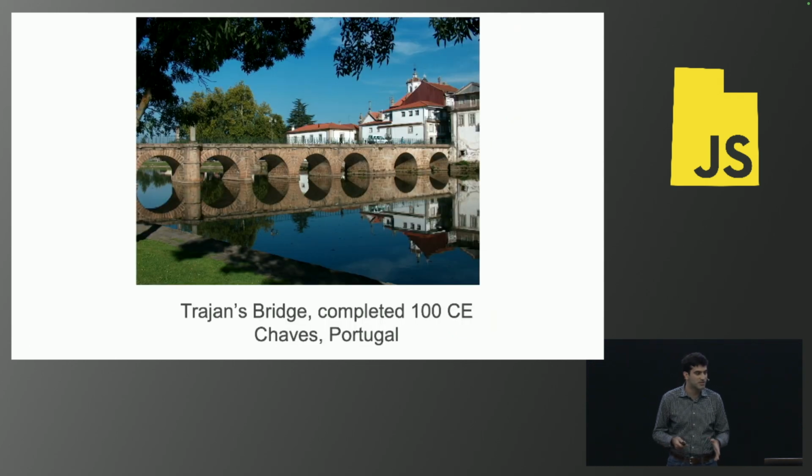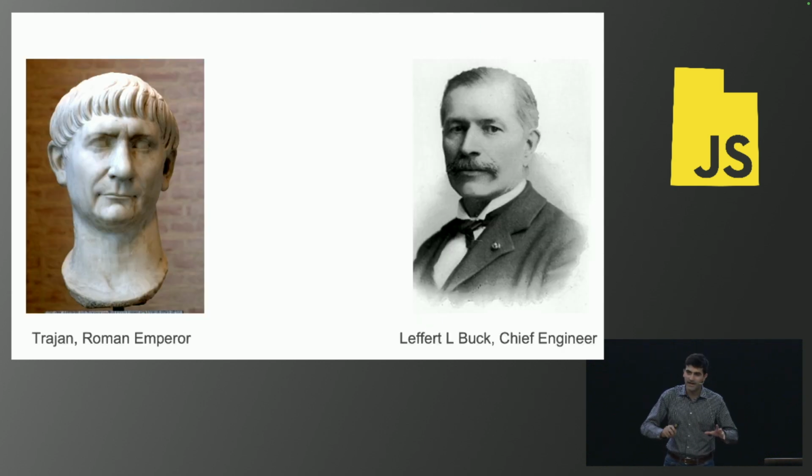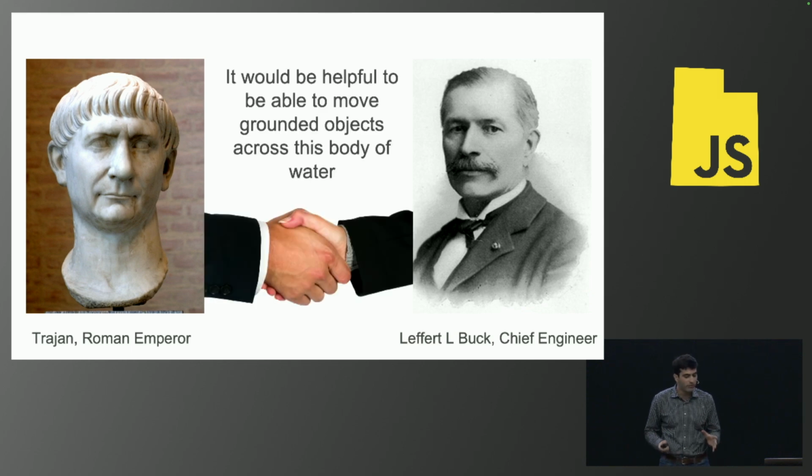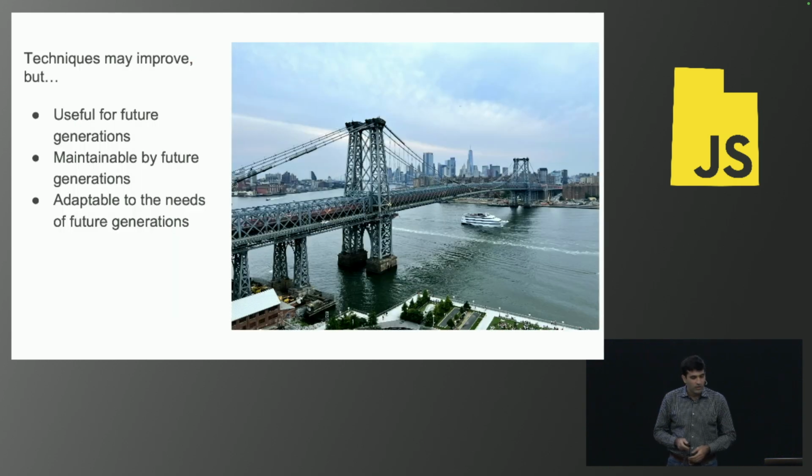This is a photo of Trajan's Bridge, which is in northern Portugal, and it was built during the rule of the Roman Emperor Trajan in 100 CE. And if we ask ourselves what the Roman Emperor Trajan and Leffert L. Buck, the chief engineer of the Williamsburg Bridge, have in common, it's that they both agree that it would be helpful to move grounded objects across some narrow body of water. And as time changes, our techniques for building those bridges may improve, but the bridge itself is useful for future generations, it's maintainable by them, and it's adaptable to their needs.